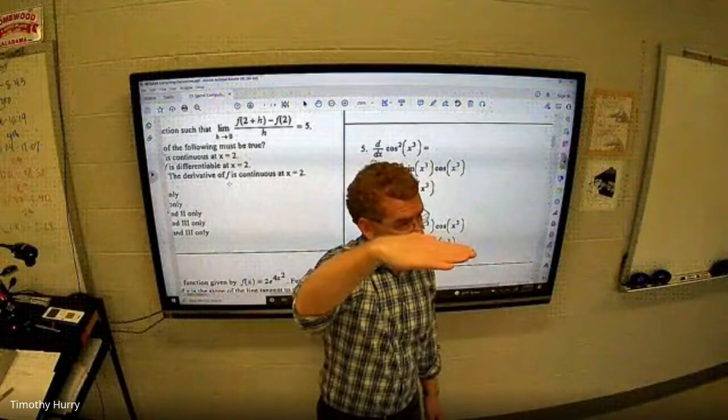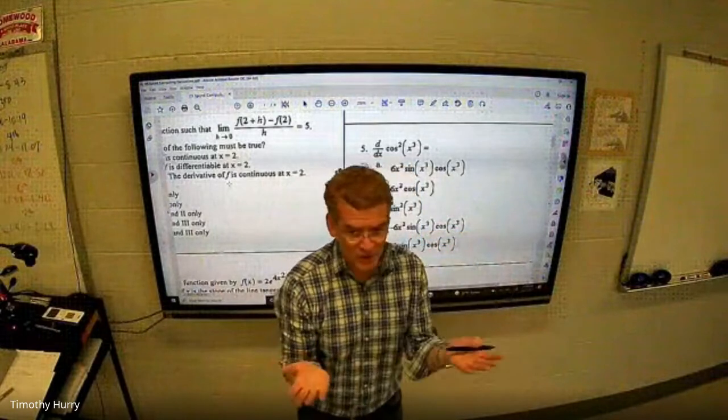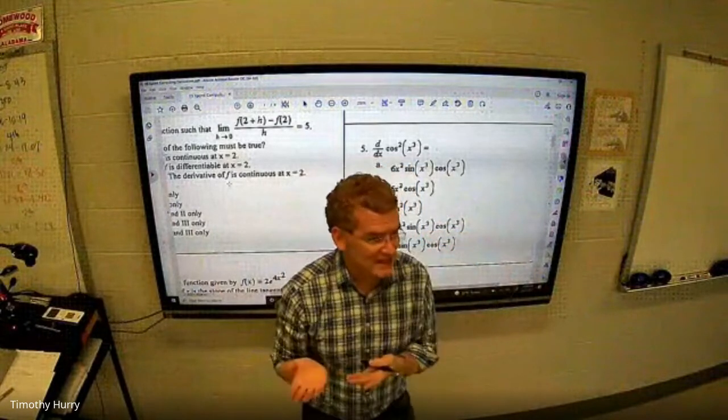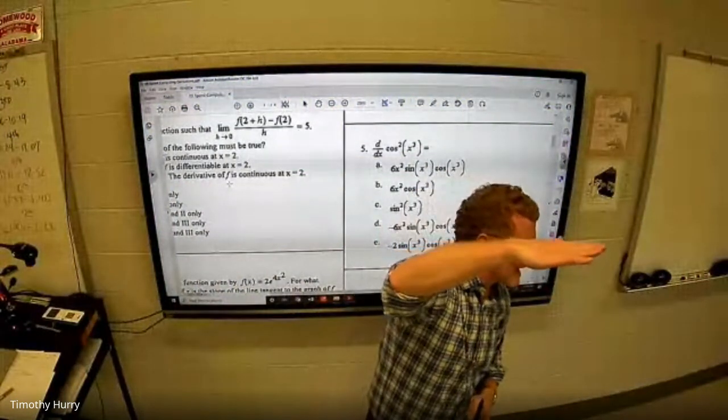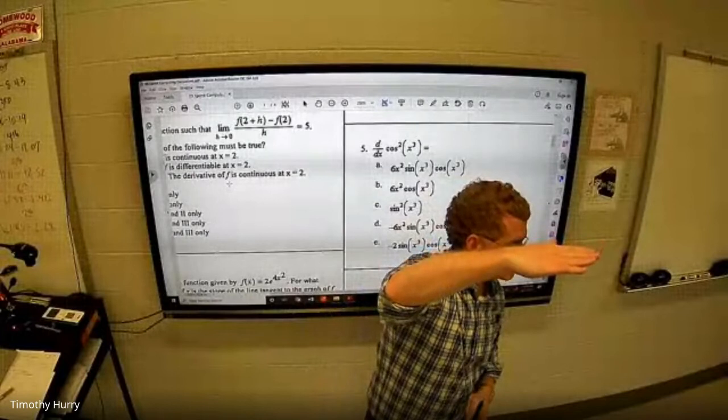Zero. It's 0. So if I came up with a volume equation, I could take a derivative of it, set it equal to 0, and find where that volume hit a max. Is that kind of making sense?